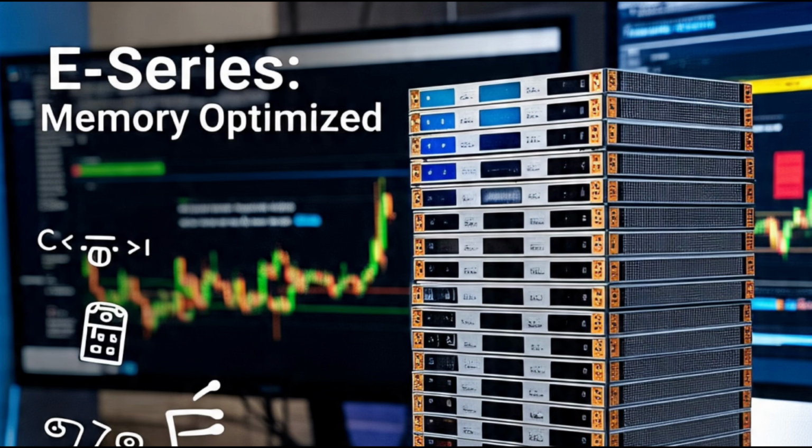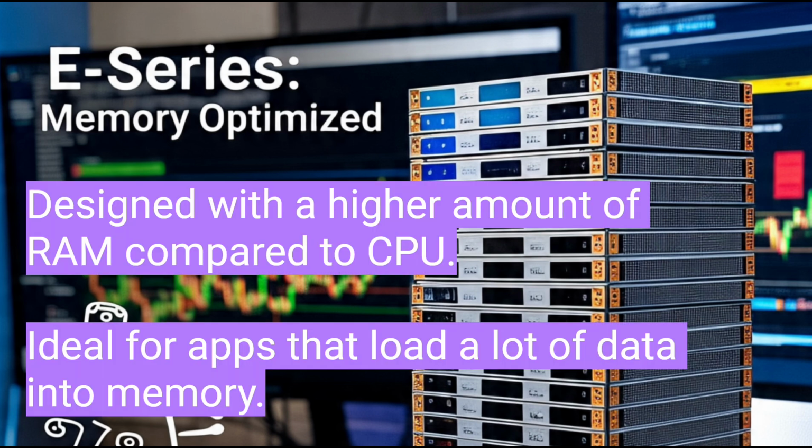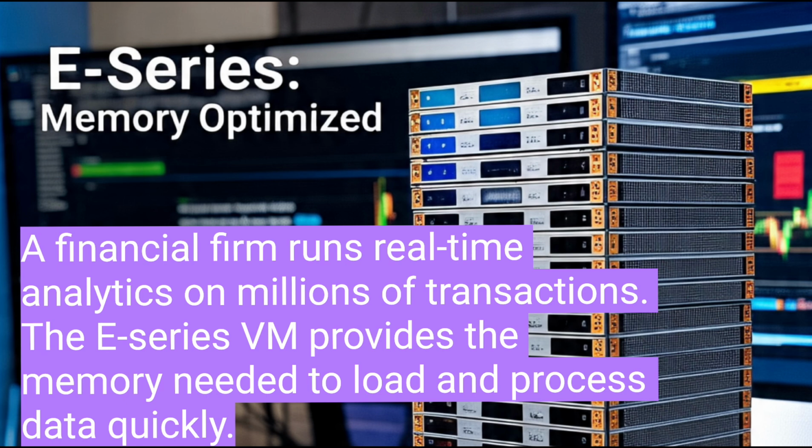Number 3, E-series virtual machines, known as memory optimized VMs. They are designed with a higher amount of RAM compared to CPU, and are ideal for apps that load a lot of data into memory. It is best for large databases like SQL Server, Oracle. Good for data analytics and reporting. In an example scenario, a financial firm runs real-time analytics on millions of transactions. The E-series virtual machines provide the memory needed to load and process data quickly.